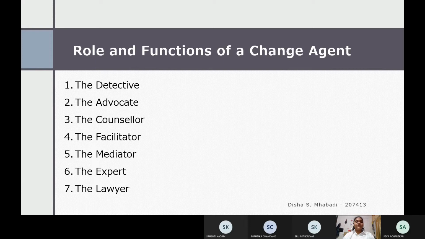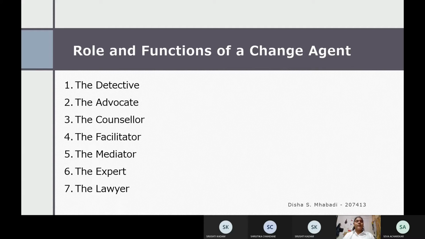Sixth is the expert. A change agent must possess expertise to build authority within the organization. By sharing the agent's knowledge, they can direct people in the right direction. Sometimes knowledge is transferred directly through training, but it also happens every day through meetings and conversations. As an expert, a change agent must be confident and knowledgeable.